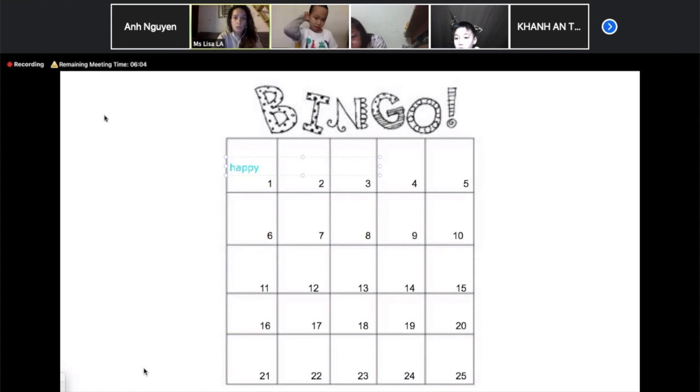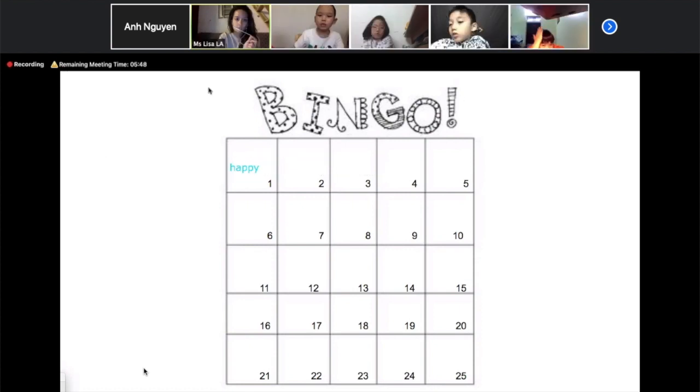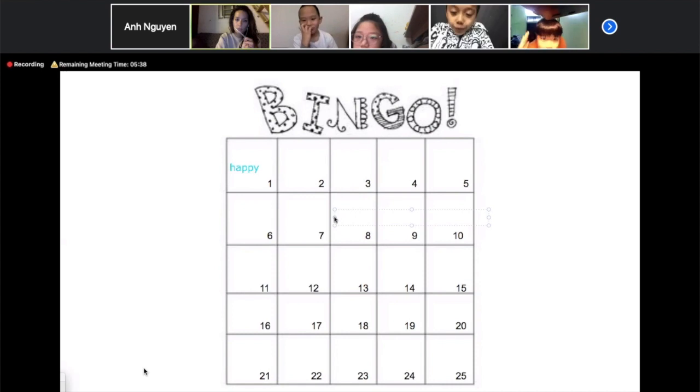Okay, Tom, choose a square. Your team, red. 8. Okay. And your word is pretty. The flowers are pretty. Can you spell the word pretty, please? P-R-E-T-T-Y. Okay, good job. Pretty. Your team red. Don't forget what team you are. Aisha, choose a square.